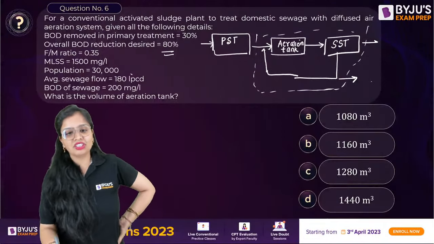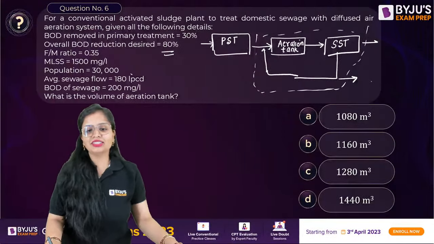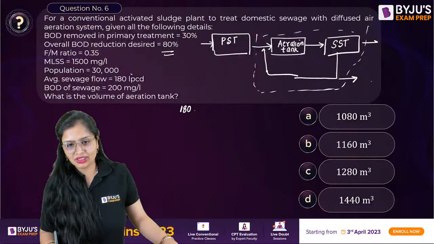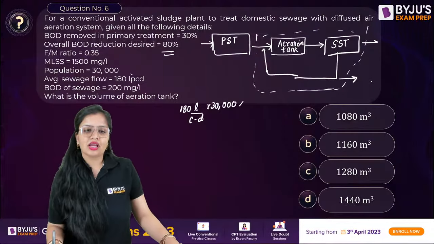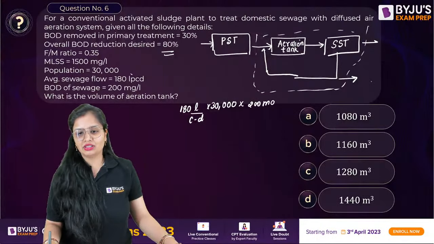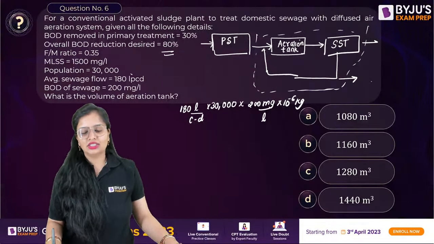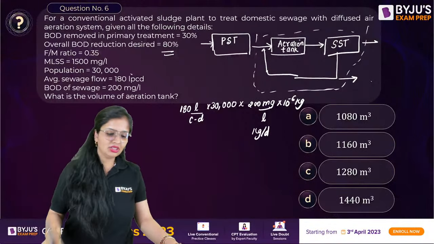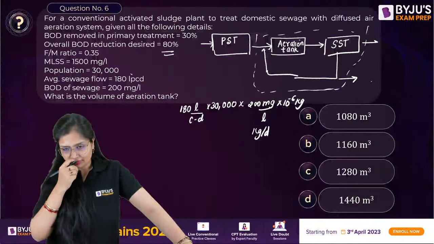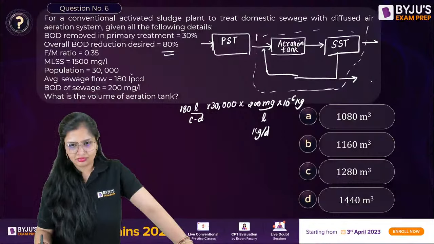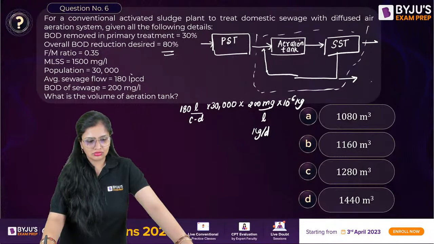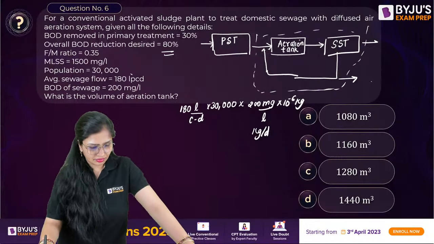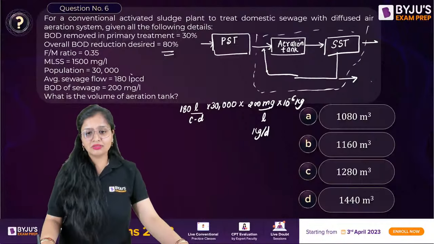How much daily flow of sewage is there? For 1 liter, 200 mg is the BOD. So for 180 liters, how much will be the sewage flow? Liters per capita per day. Population is 30,000 and BOD is 200 mg per liter. So convert mg into kg, 10 raised to power minus 6 kg. This will give you the answer in kg per day. How much is it coming? Daily sewage. How much will it be coming?